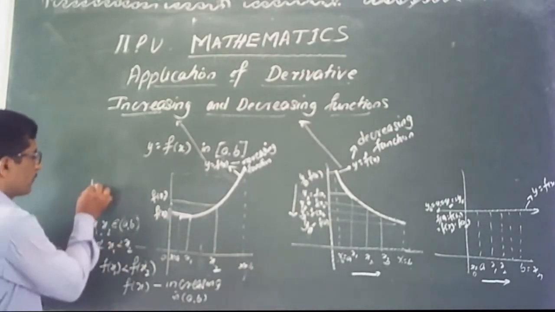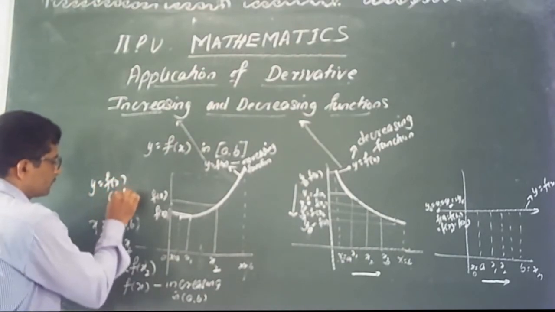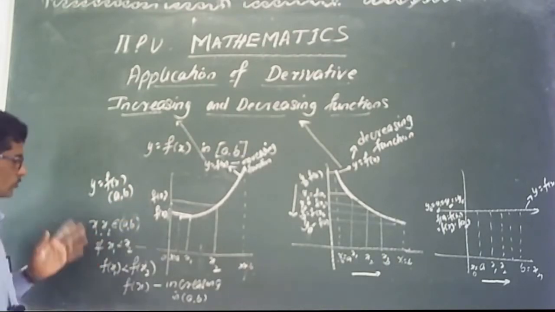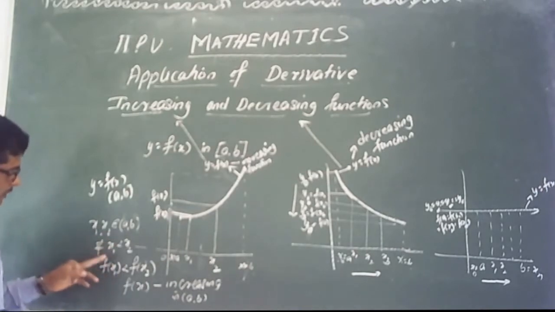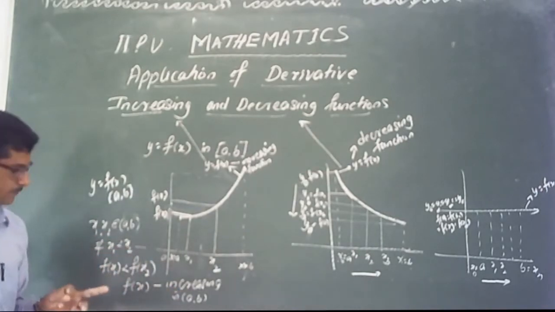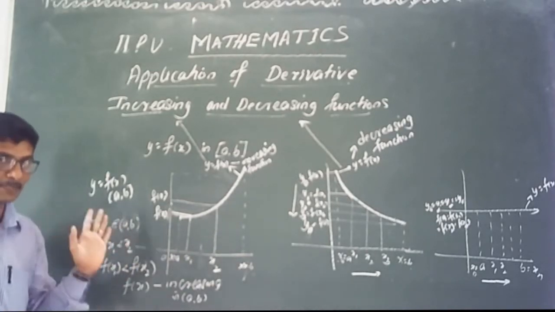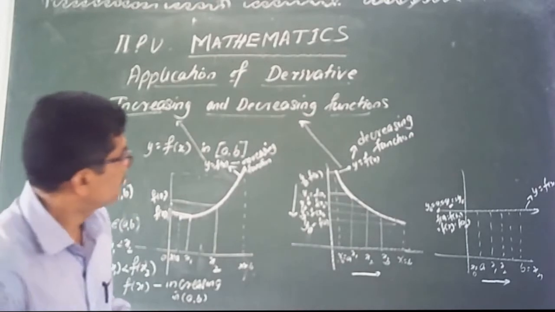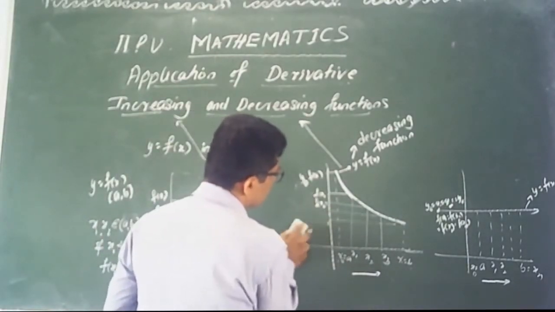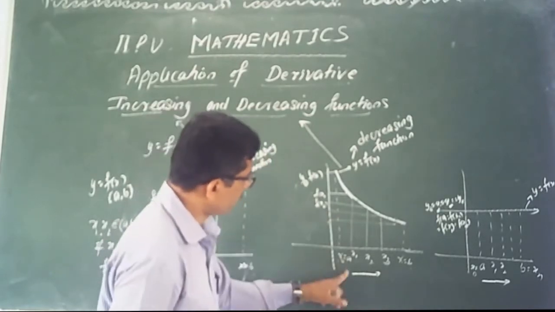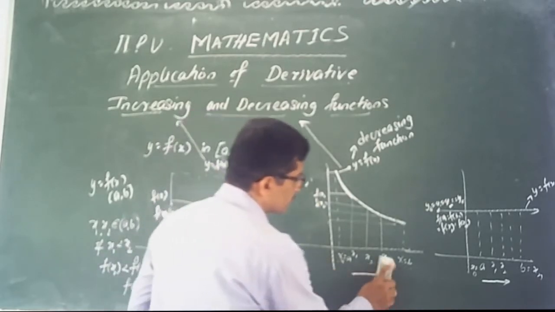y equals f of x is a real valued function defined on the interval a to b, defined on a closed interval, also in the interval a to b. Then you can take it as the closed interval. x1 and x2, you can take two points, x1 less than x2. These are arbitrary values. Similarly in a decreasing function, here also this value is f of x1 and this value is f of x2, defined in the closed interval.